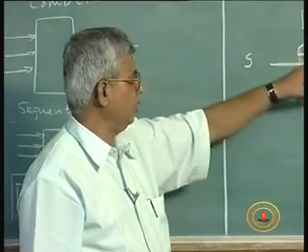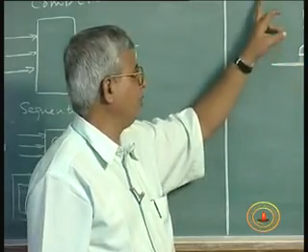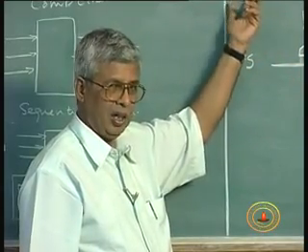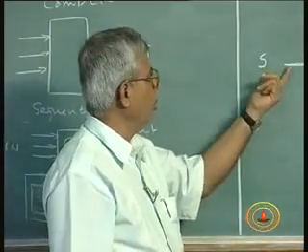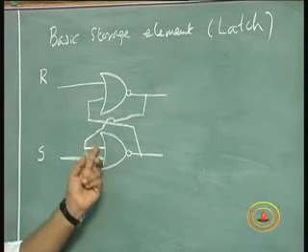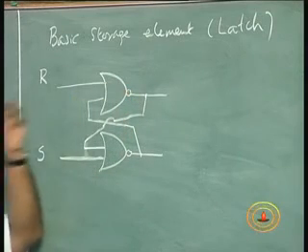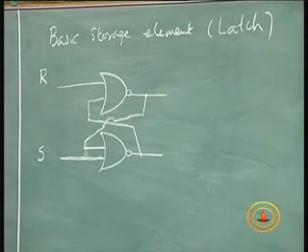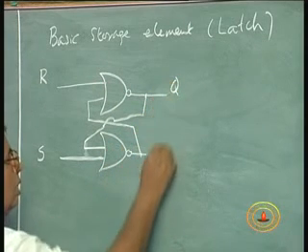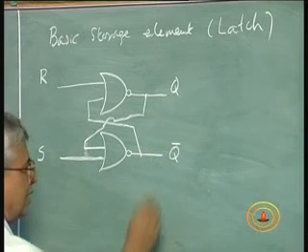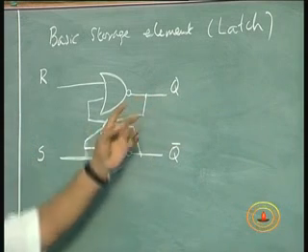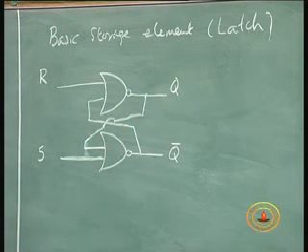The second NOR gate has another input called S. As I said, we have specifically named it R and S for some reason, which will become evident pretty soon. The other input of this NOR gate is from the other NOR gate, and this is called Q, and this, as you will see, is called Q bar. That means this and this will always be complementary.